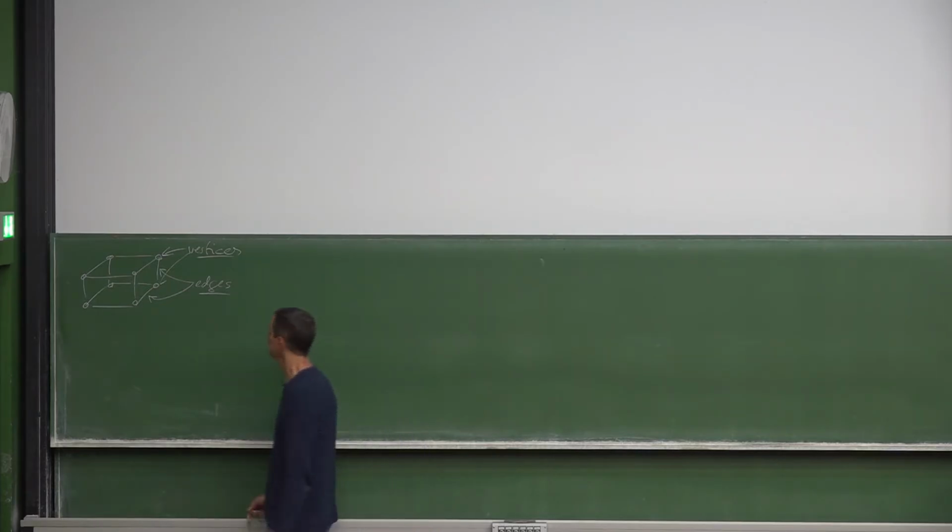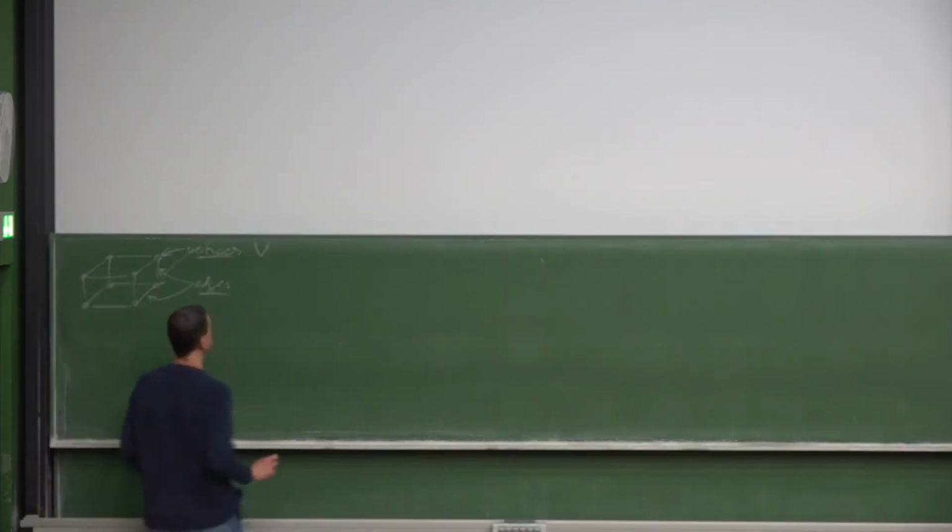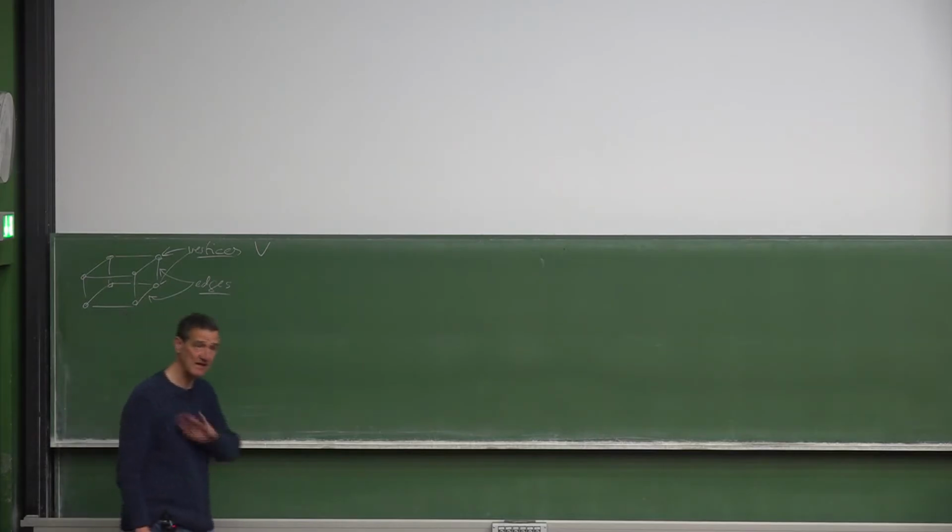So a graph will have a set V of things, of anything. Everything in mathematics is a set. Right? Mathematics consists of sets. Everything is a set.